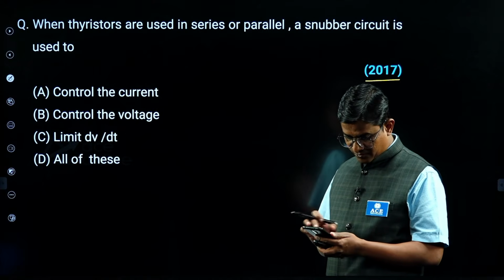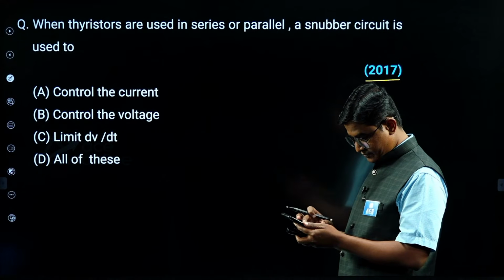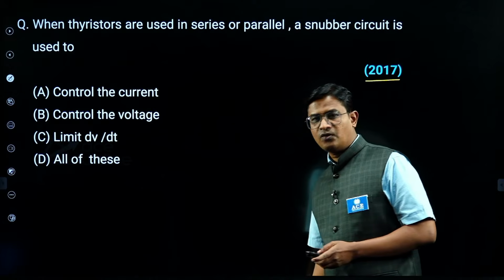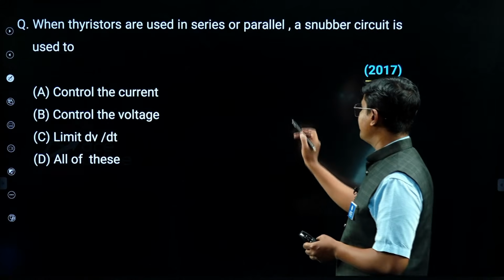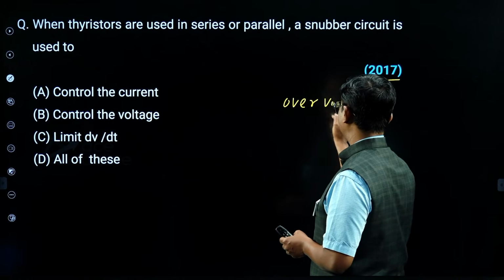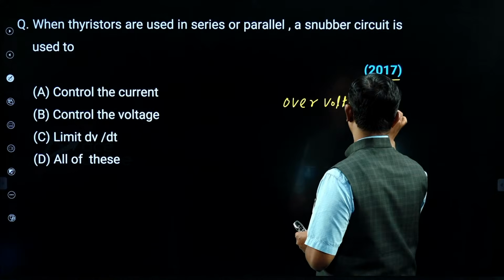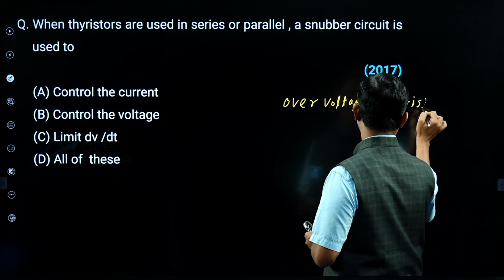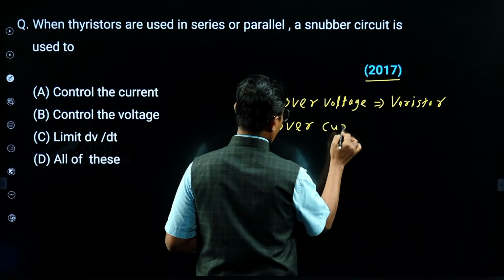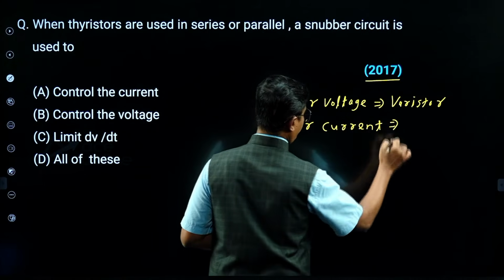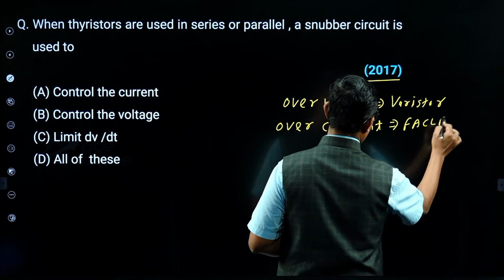Yes, in protection of SCR we have various protections. Which are those protections? Over voltage, over current, dV by dt and di by dt. For over voltage, what are we using? For over voltage, thyristor, right? For over current, fuse, FACLF, and circuit breaker.